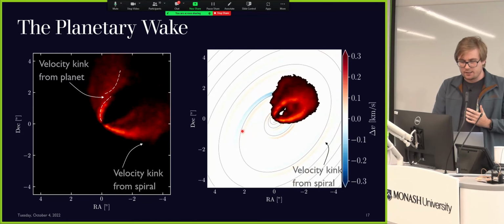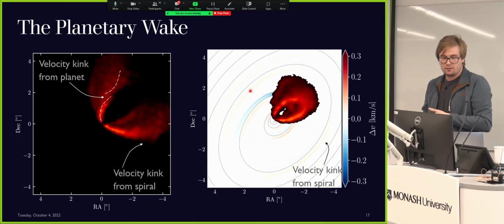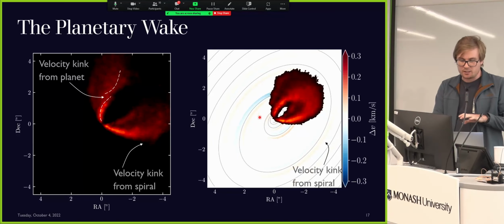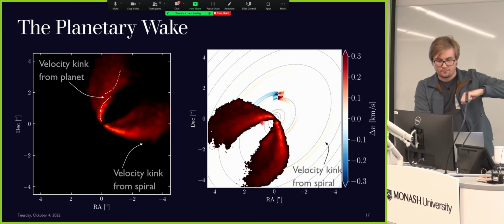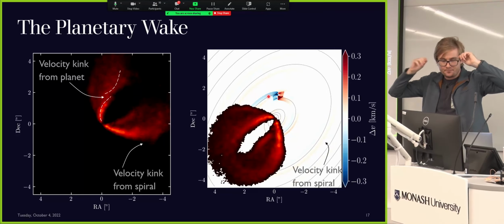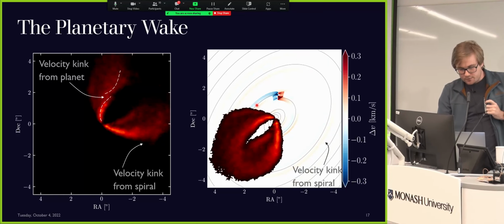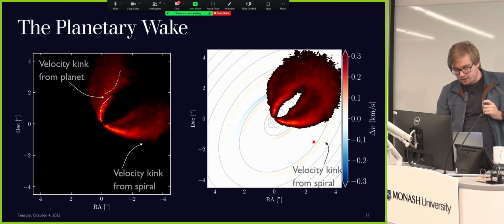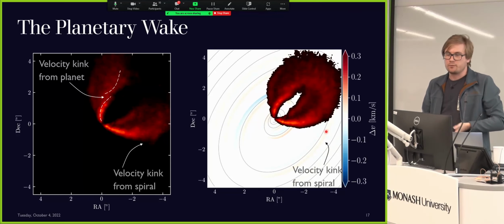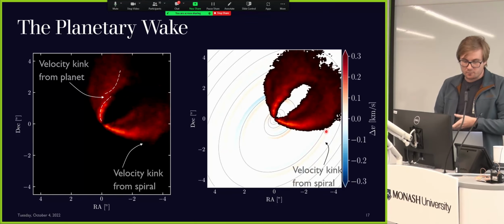So on the right here is an analytic prediction of the amplitude of this kink and where it should lie in the disk. So it's being projected to the surface layer of the disk where the CO emission is emitting from. And you can see that we expect the kink to travel around the disk, and then right where we see the velocity kink in the observations, it lines up very well with where we would expect the additional kinks from the wake itself.